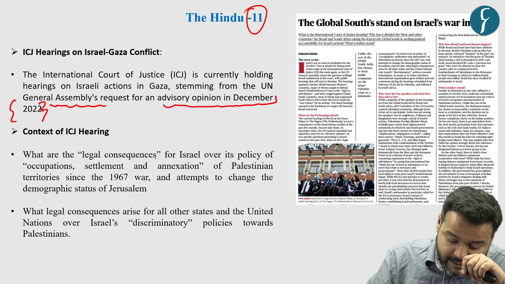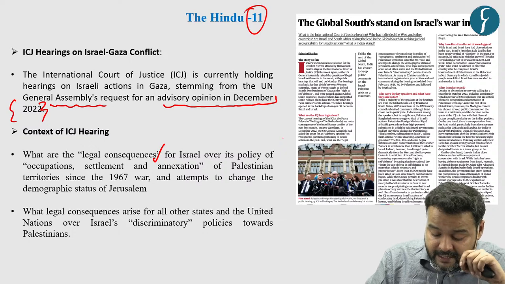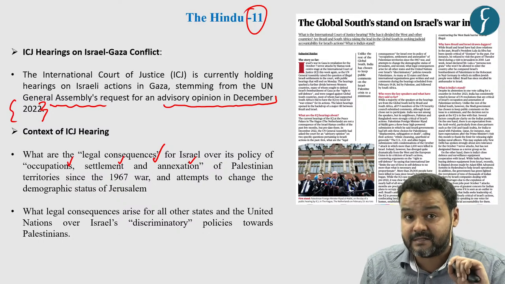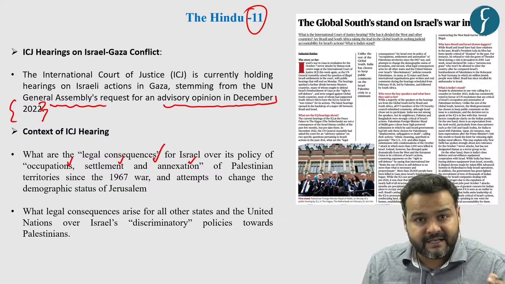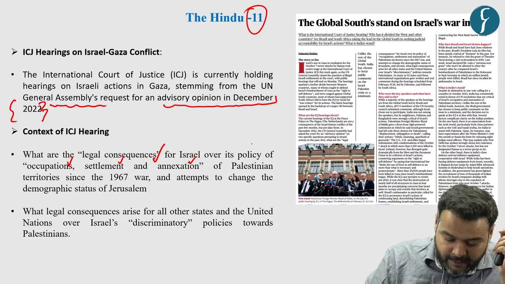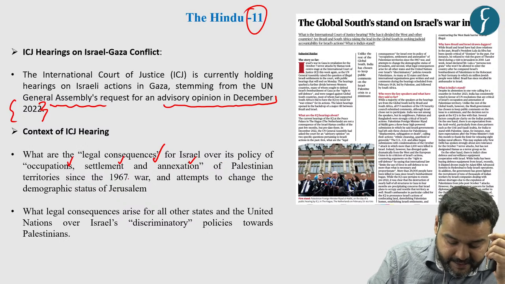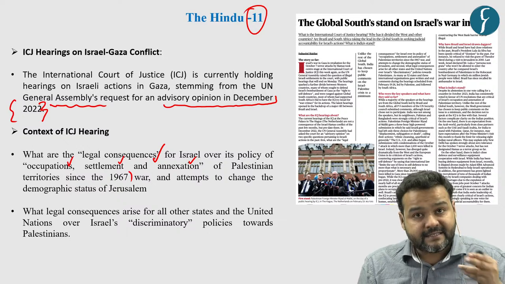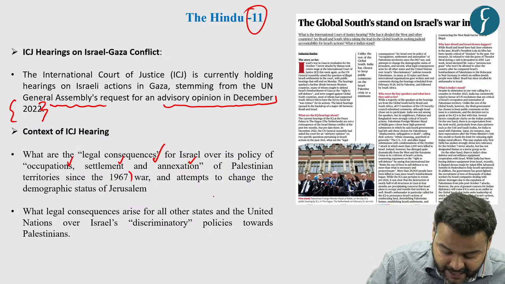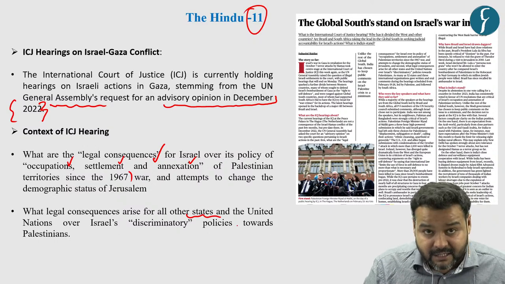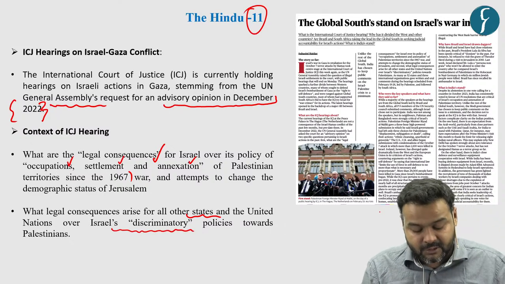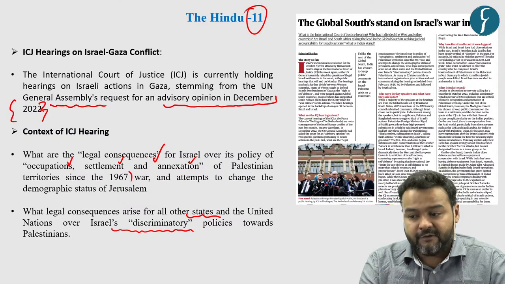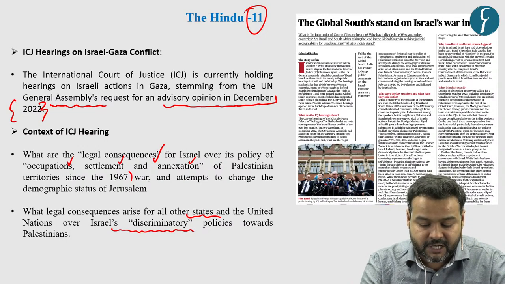First is, what are the legal consequences for Israel over its policy of occupation, settlement and annexation of Palestinian territory since the 1967 war, and attempts to change the demographic status of Jerusalem? Now these are the questions put up by the United Nations General Assembly in the ICJ, and countries have been invited to put forth their arguments. Second question is, what legal consequences arise for all other states and the United Nations itself over Israel's discriminatory policies towards Palestinians?